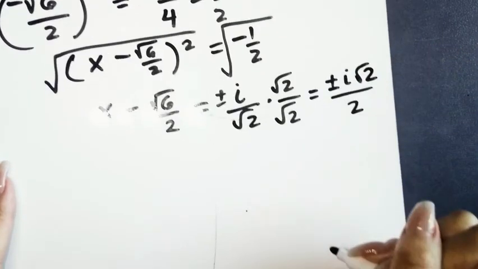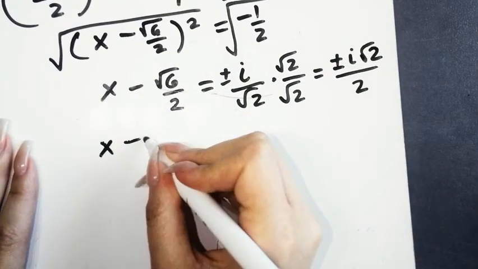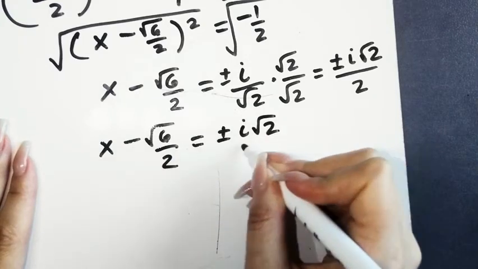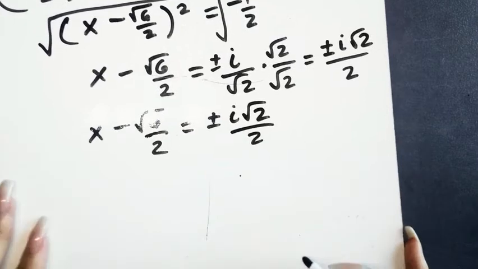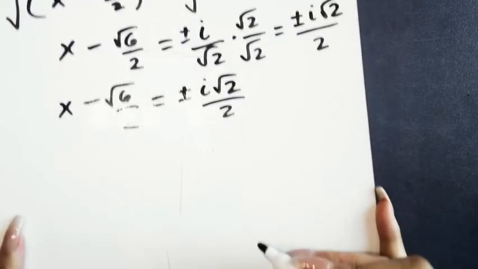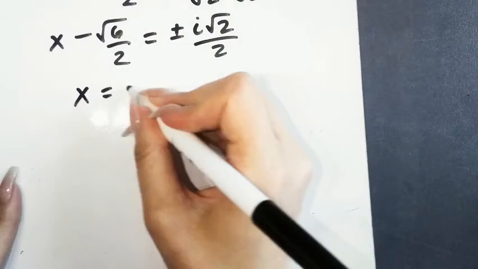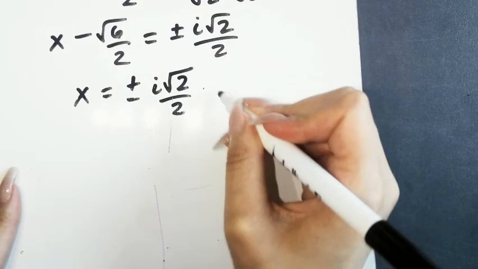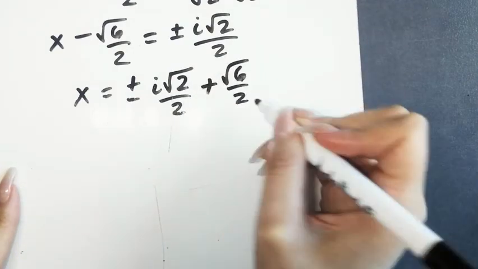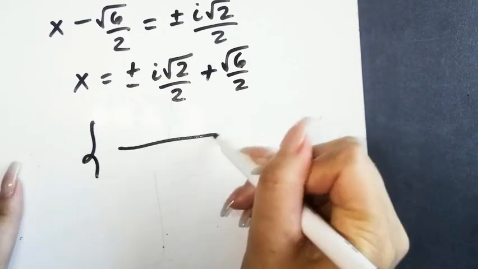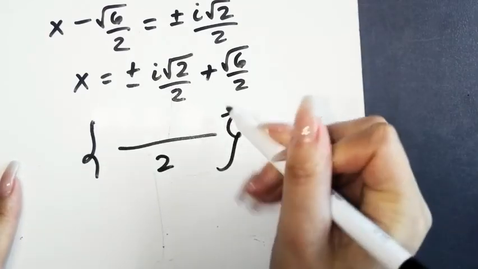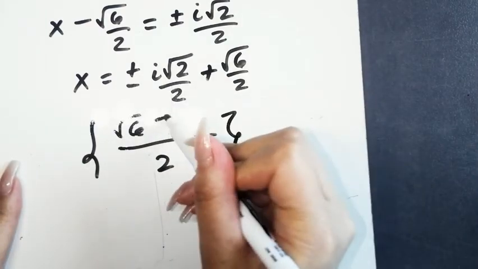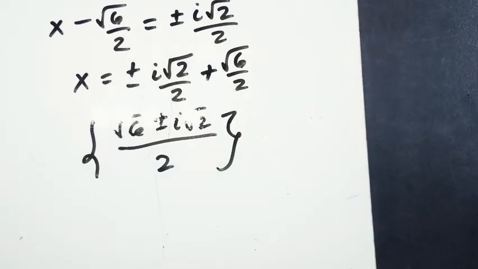Now, I'm going to rewrite the equation. You have that x minus square root of 6 divided by 2 is equal to plus minus i square root of 2 divided by 2. Now that you have this, I can solve for x, so x is going to be equal to plus minus i square root of 2 divided by 2 plus square root of 6 divided by 2. After that, we can write everything as divided by 2. In standard form, I know that this part goes first, the real part, and the imaginary part goes second, and that's going to be your answer.